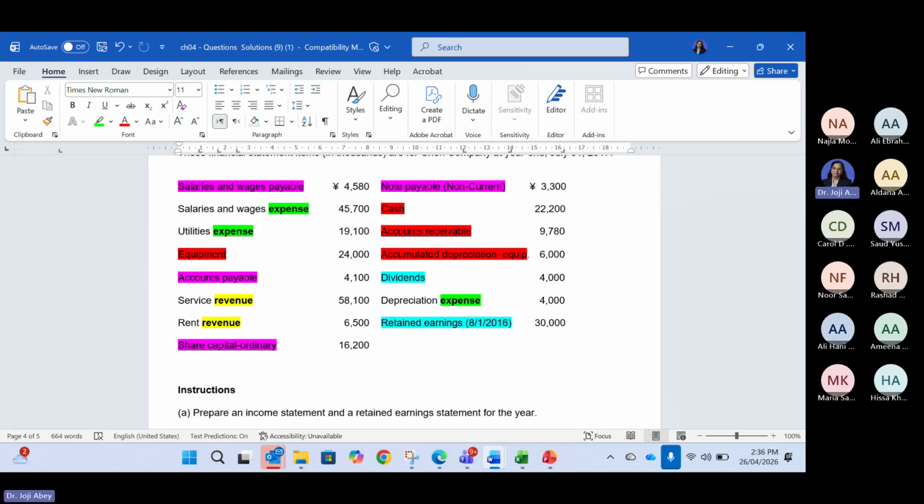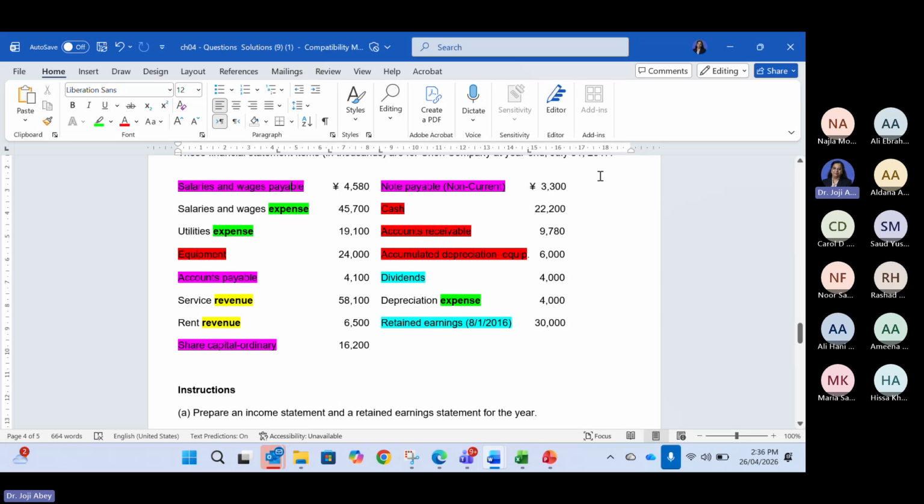Liability. See, we have here salaries and wages expense. Expense means it is an expense, the money that we spent. Payable means we didn't pay and we need to pay for it. So it will be our liability. Okay. Utility expense, equipment asset, accounts payable liability, service revenue is your revenue, rent revenue. Rent can be paid or even as a landlord you can receive, so rent revenue.